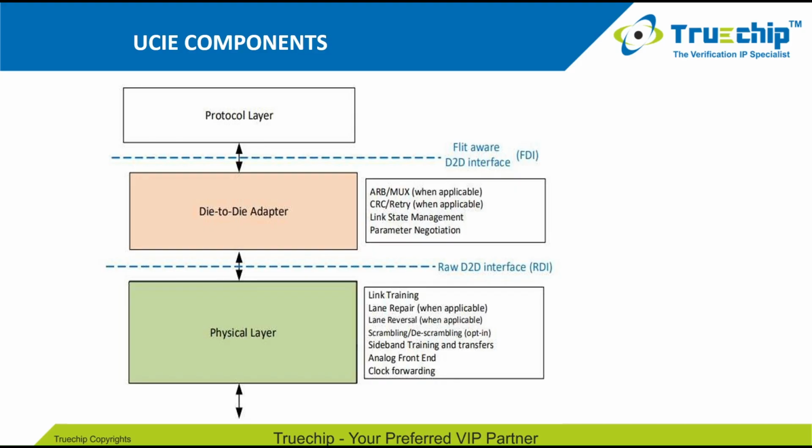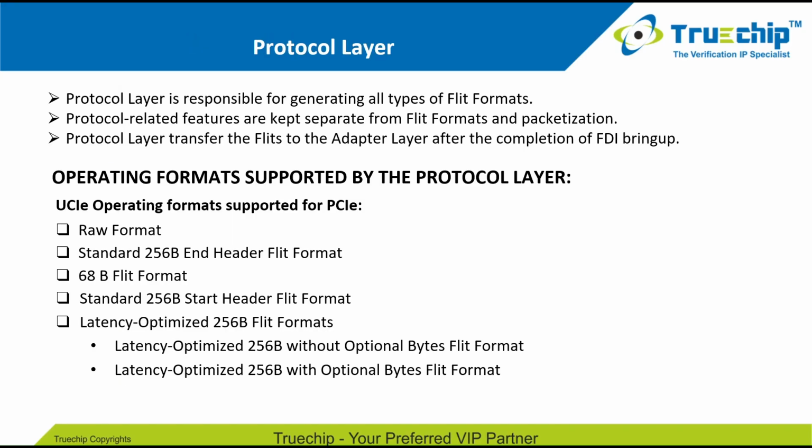So this is a very detailed and important section. Let's take our time and walk through the different flit formats defined by the specification. The protocol layer is responsible for generating all types of flits. So the first format is the raw format.